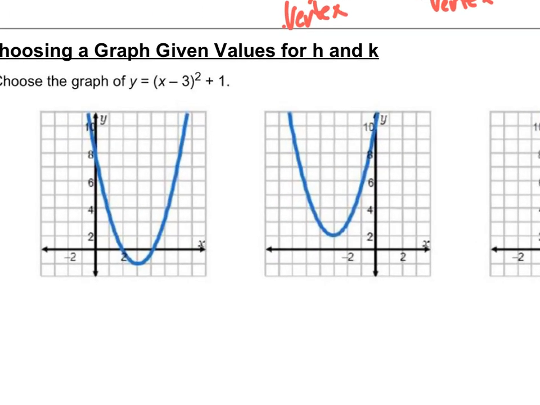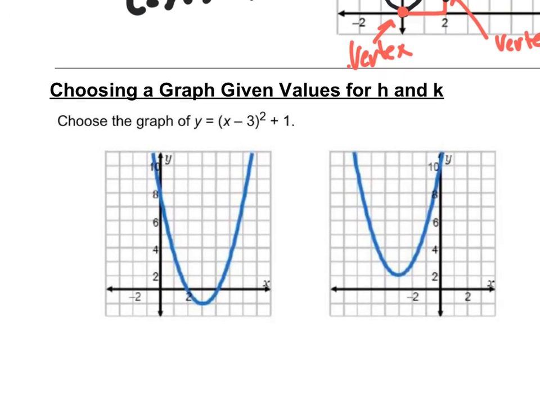Then it says choosing the graph of the given values for h and k. So if I have x minus 3 plus 1, that means it's going to be a shift to the right 3, so I'm going to go right 3. The reason I know that is because this is a minus 3.